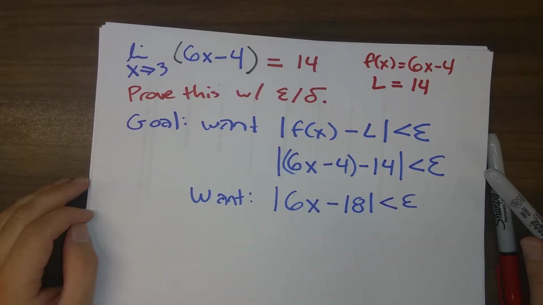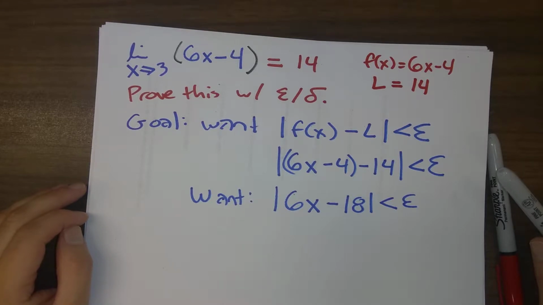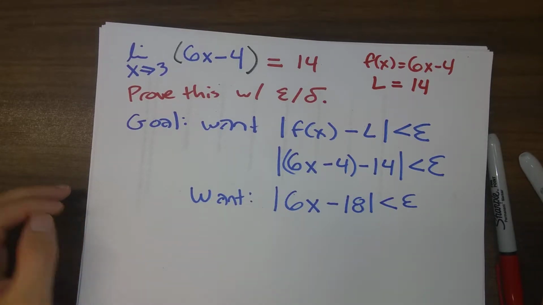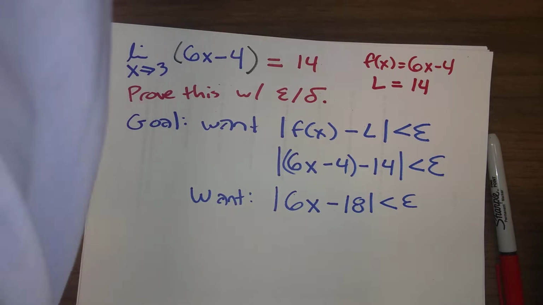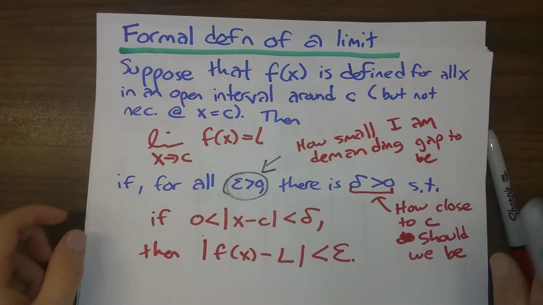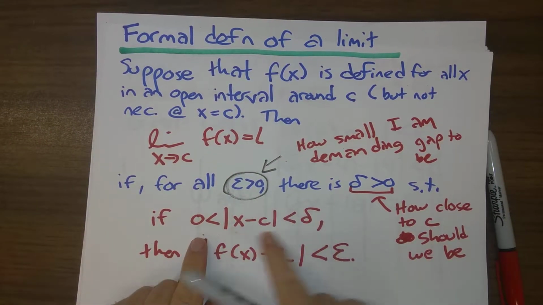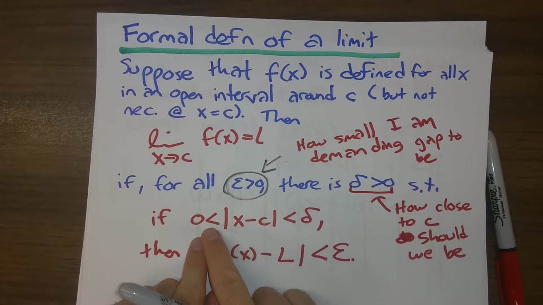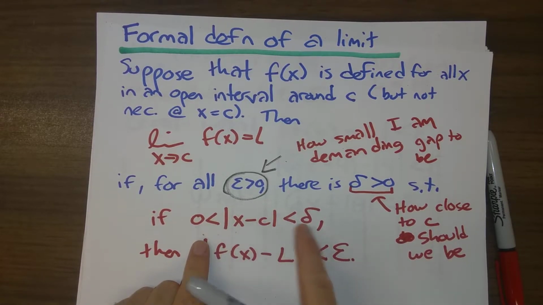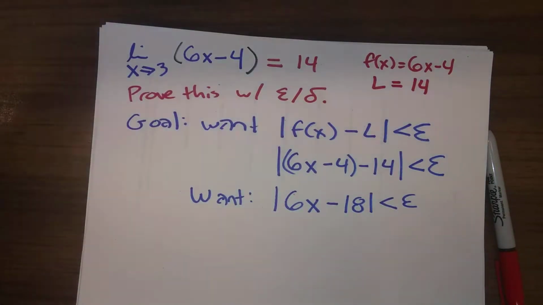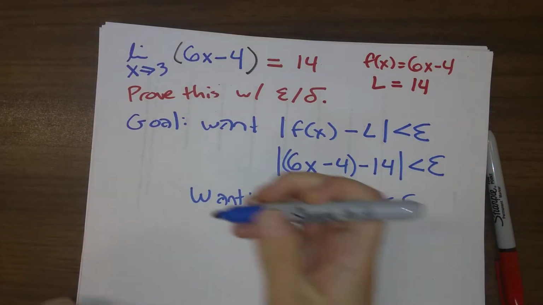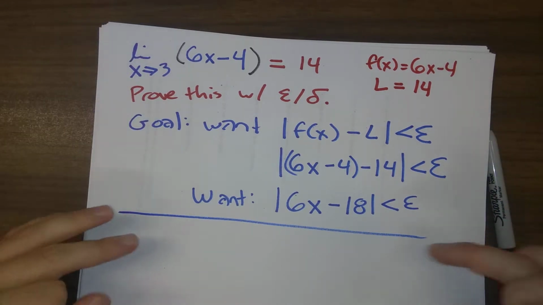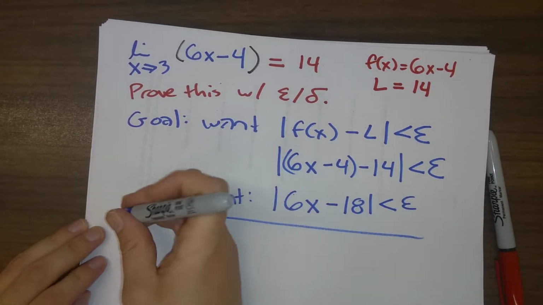And the question is, how do we choose x so that the absolute value of 6x minus 18 is less than epsilon? Because the thing that we're allowed to do is choose delta such that the absolute value of x minus c is between 0 and delta. So this part up here, this part above the line, is what we want.